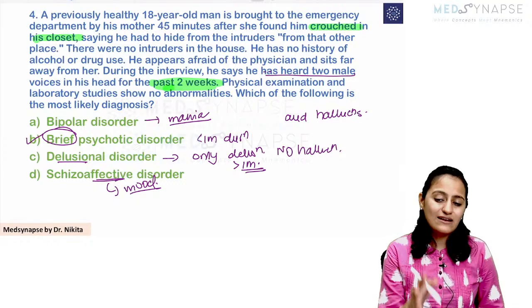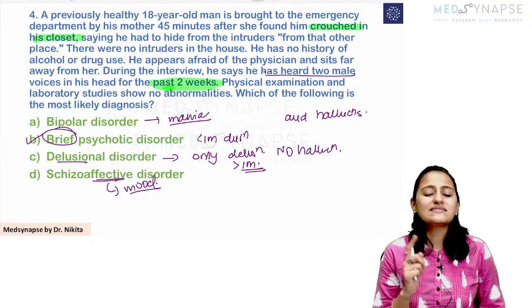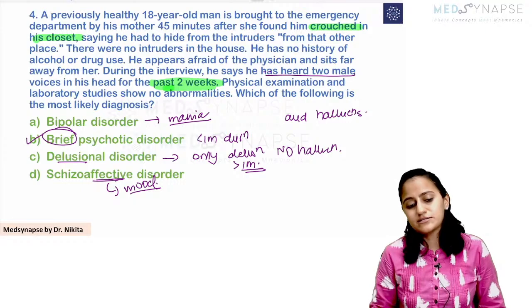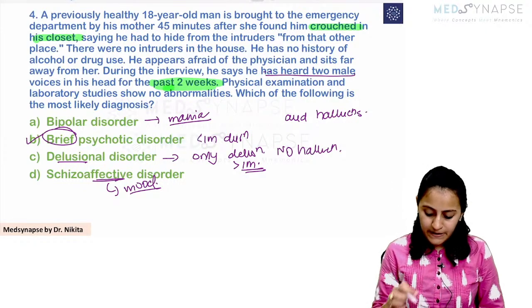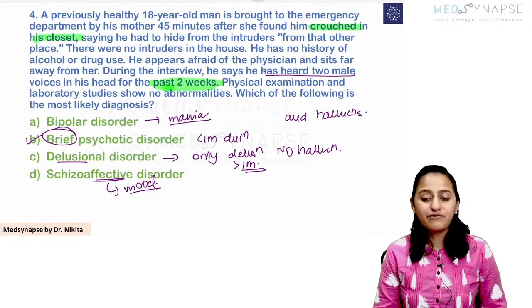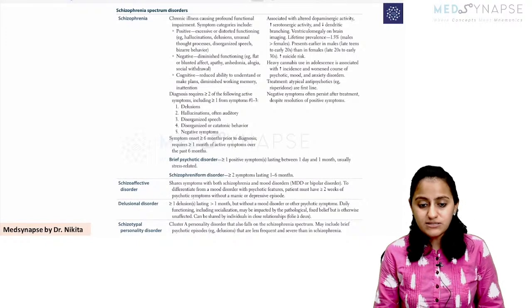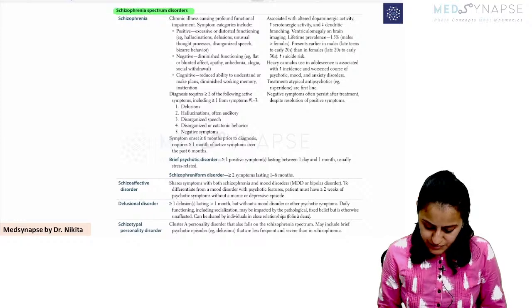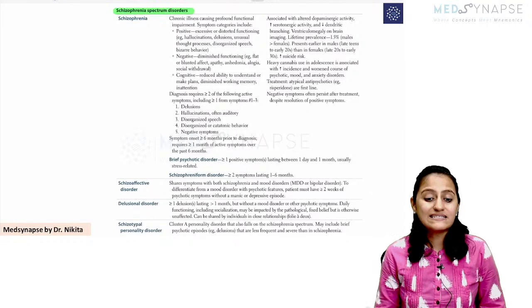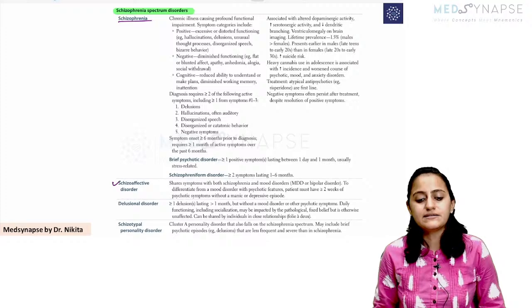When there are hallucinations, this is a psychotic disorder, not a neurotic disorder. Okay, it's a psychotic disorder. So, a quick snippet again from your First Aid to quickly revise the schizophrenia spectrum disorders. There we have schizophrenia, schizoaffective, delusional, and schizotypal personality disorder.